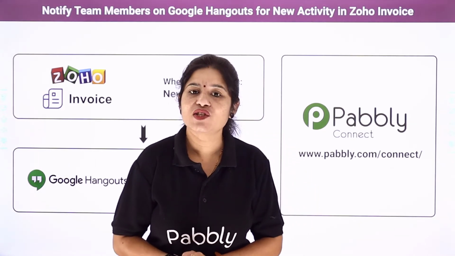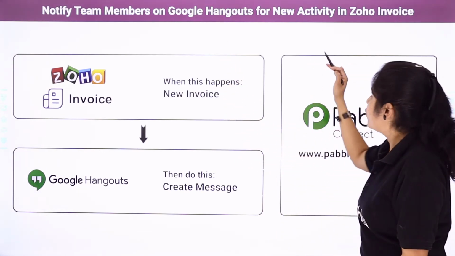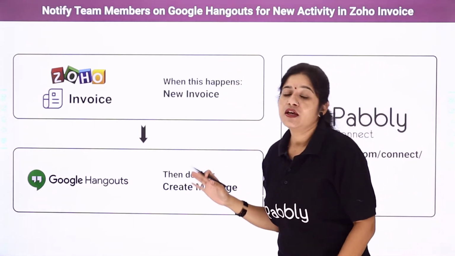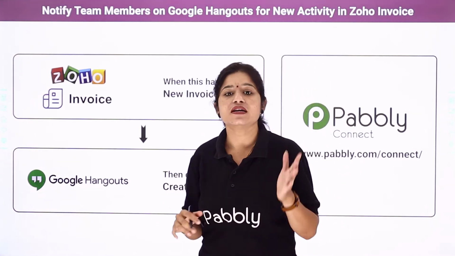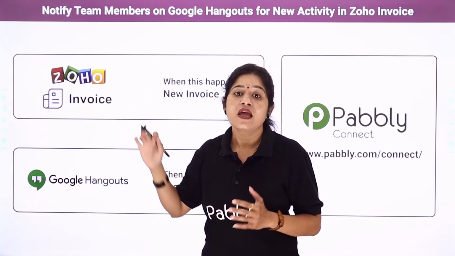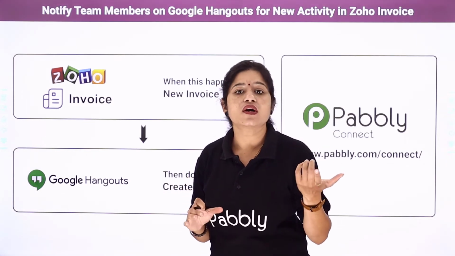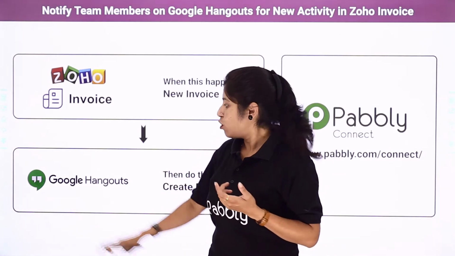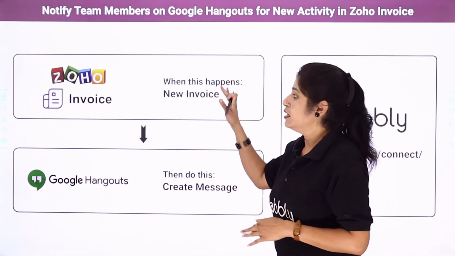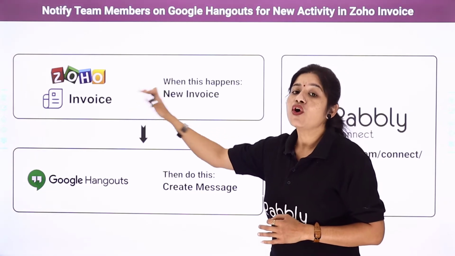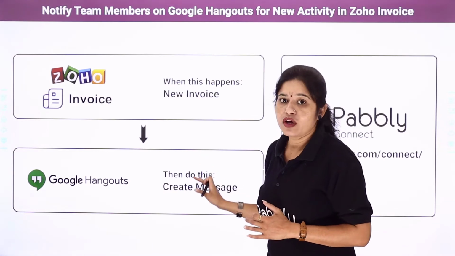In this video, we are going to learn how you can automatically notify team members on Google Hangouts for new activity in Zoho Invoice. So the idea here is that you are a business owner and you are creating some invoices for your customers using your Zoho Invoice account. Now you want to inform your team that we have created a new invoice for so and so customer and you want to share those details on your Google Hangouts platform. So the idea here is that whenever you create a new invoice in your Zoho Invoice account, automatically your team should get a notification on Google Hangouts that the invoice is created.